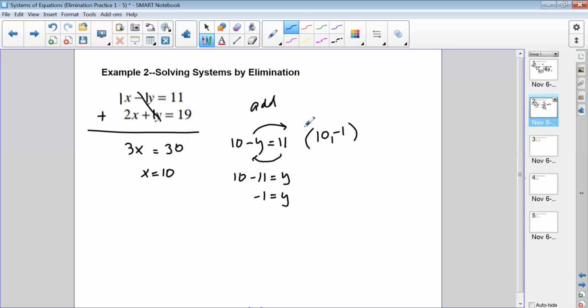And remember, ways to check is you can always substitute the 10 in for x. You can do this on your calculator. You'd substitute 10 in for x, substitute -1 in for y. The left side better equal 11, and substitute 10 in for x and -1 in for y, and the left side better equal 19. If it doesn't, then we know we've got an issue with our system solution.